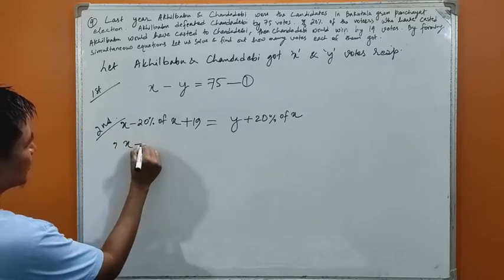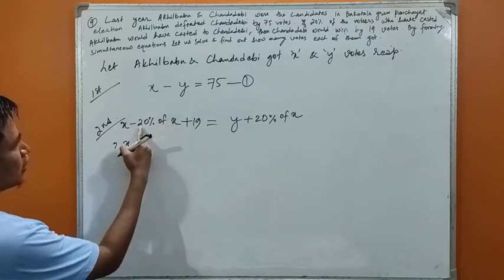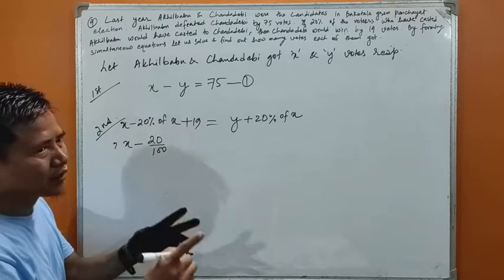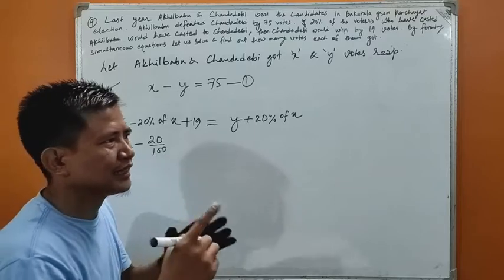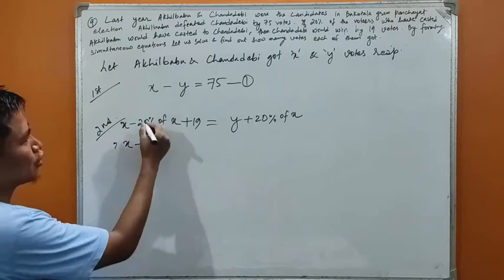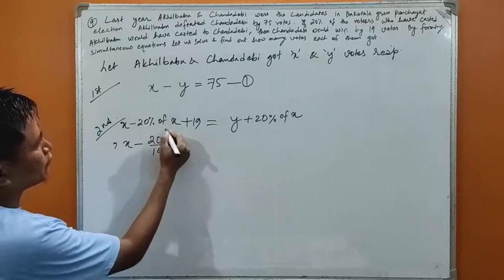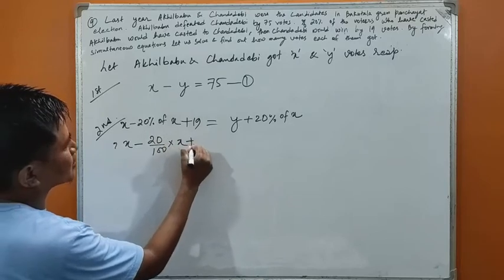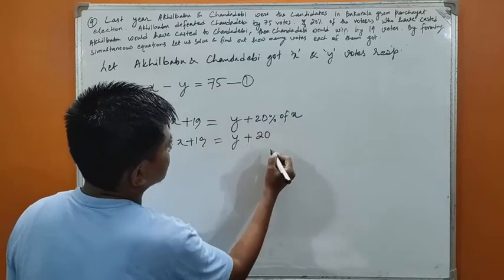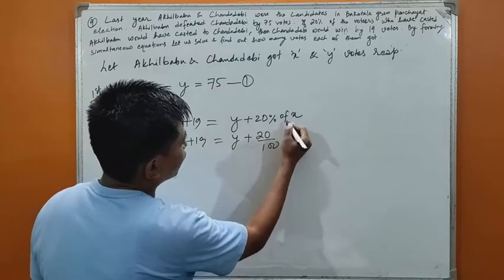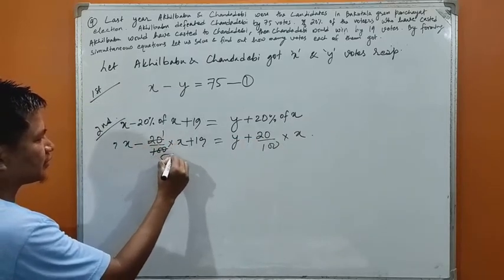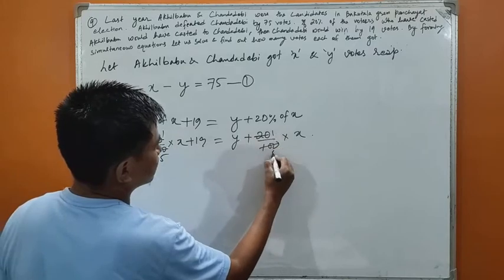Now let us simplify this. X minus 20% of X, isn't it? Percent means 100. Cent means C-E-N-T, actually it is century. Cent means 100. 20% means 20 over 100. Of means into, and X plus 19 equals Y plus 20% of X. So 20 over 100 into X. 20 over 100 is 1 over 5.